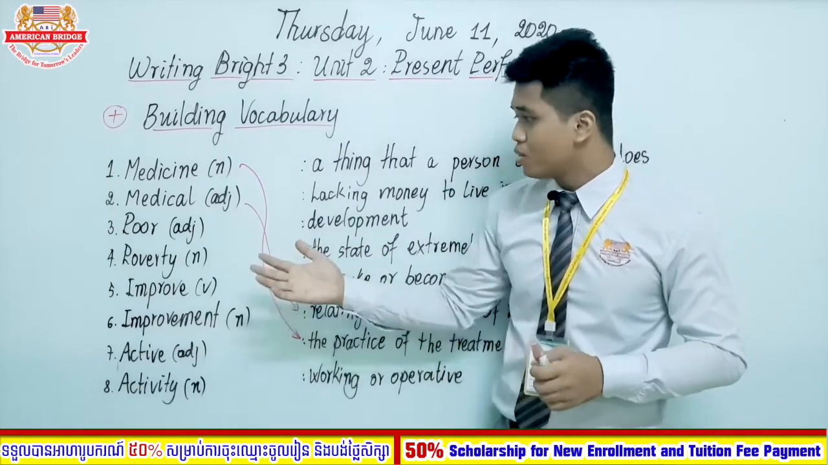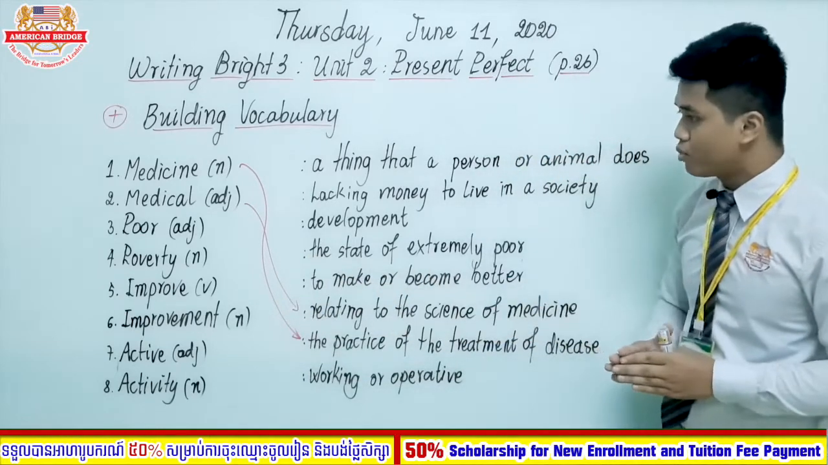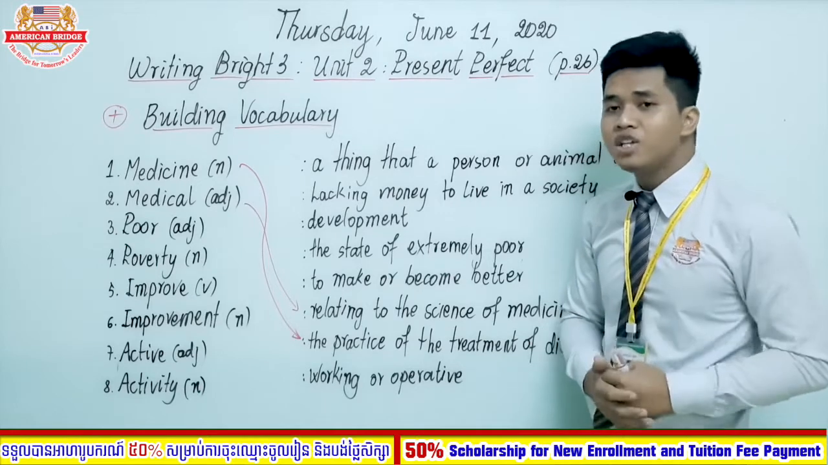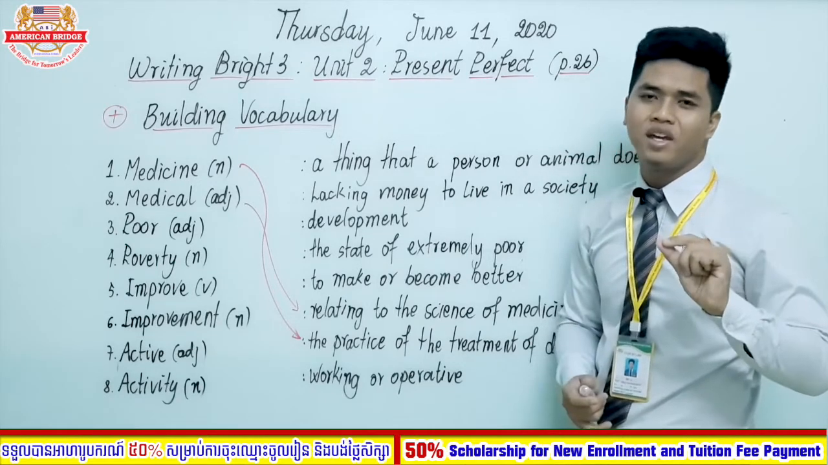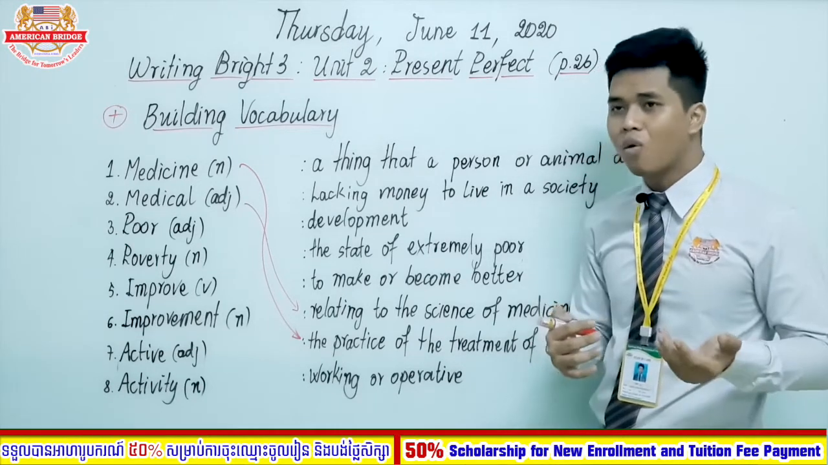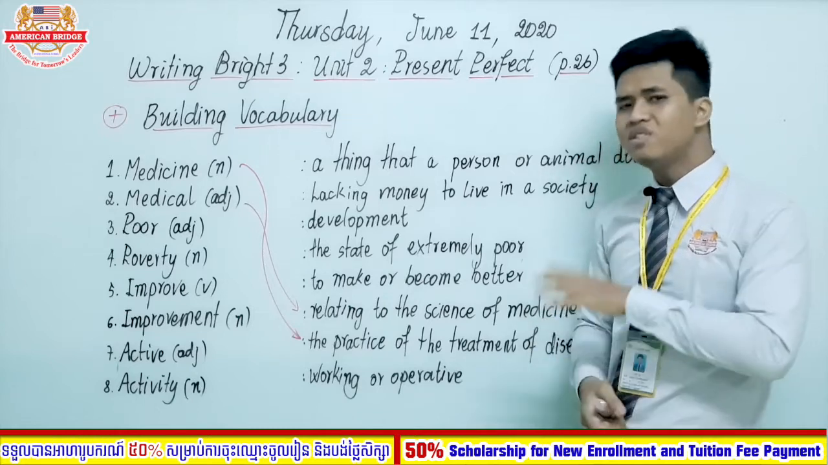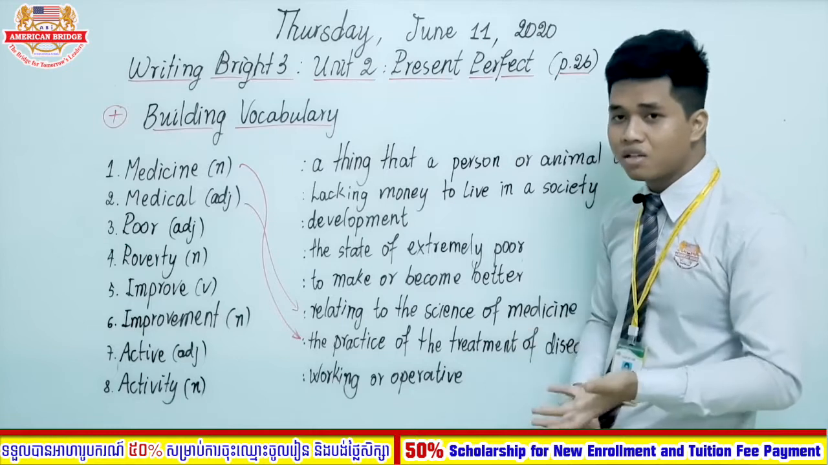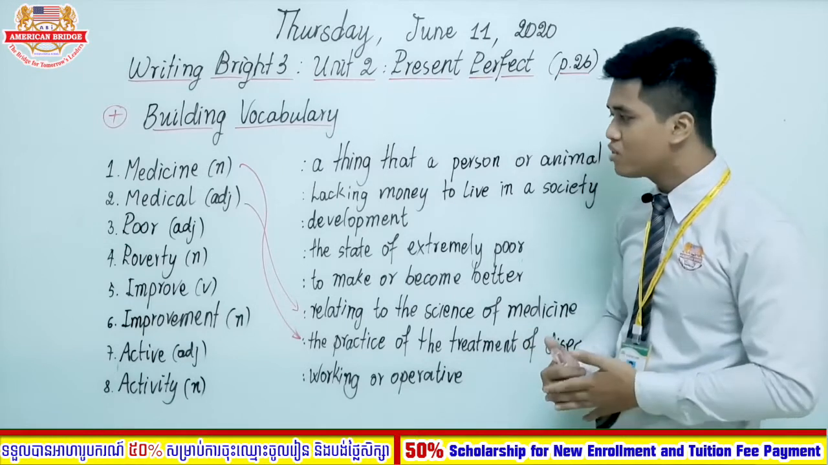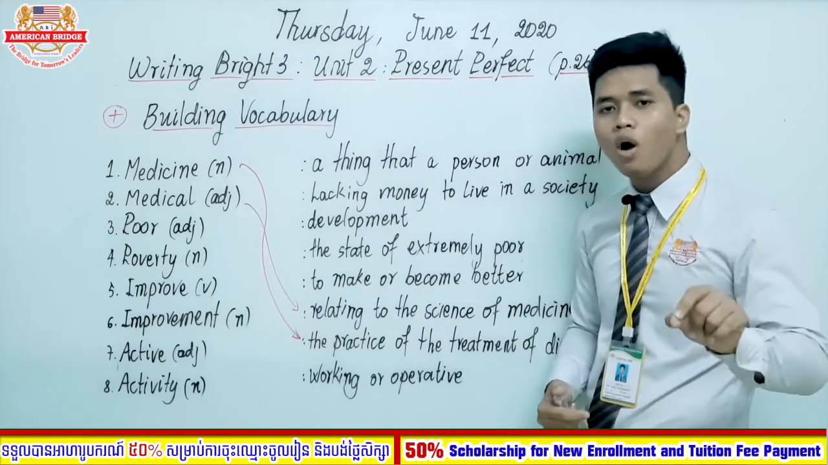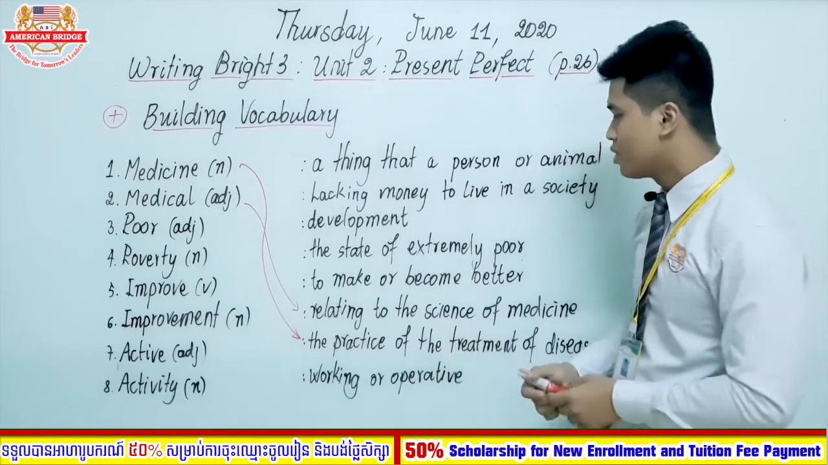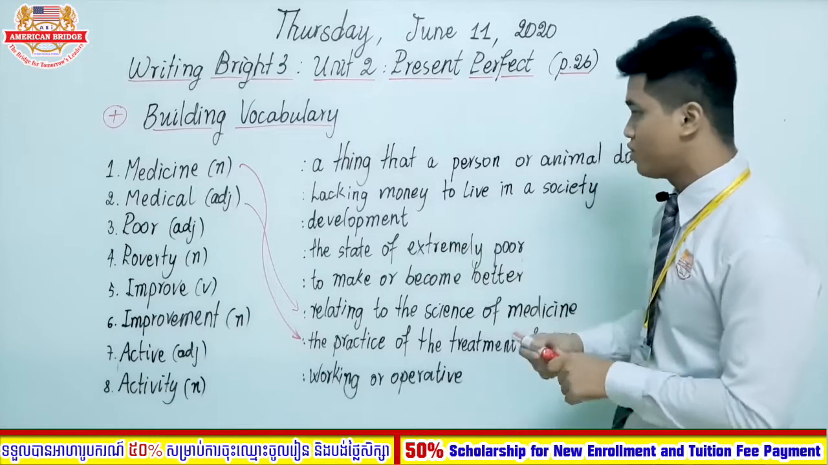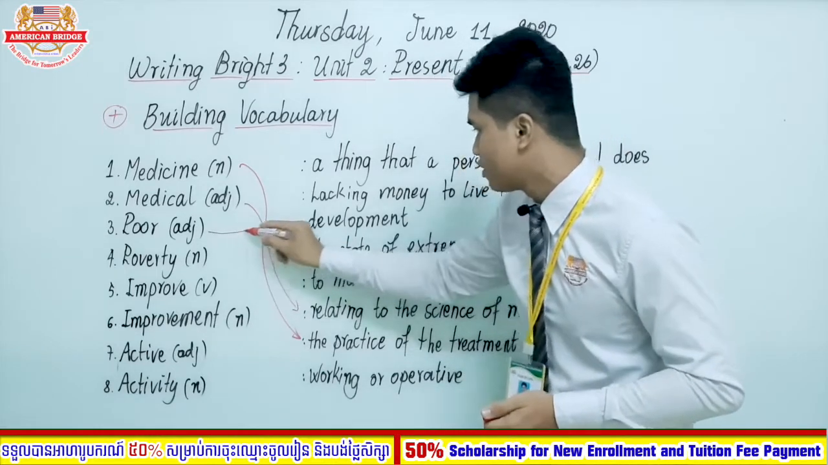Let's move on to the other one, which is the word poor. The word poor is an adjective, and it can be used to describe economic status or quality. In this situation, we focus on the economic status, which is money. So when you say somebody is poor, he or she is lacking money to live in a society. Poor.